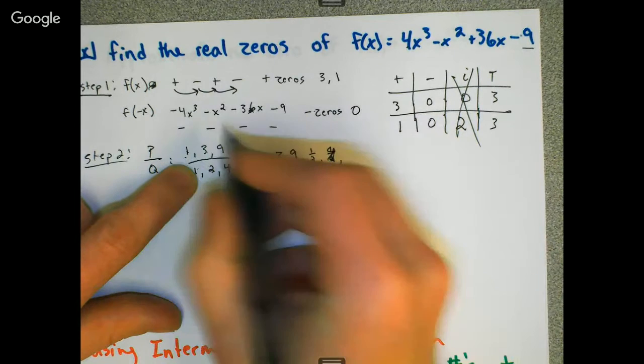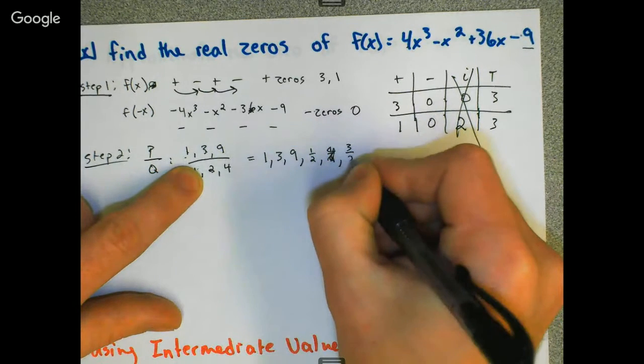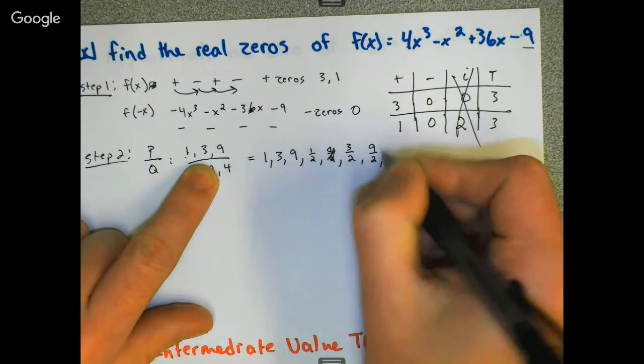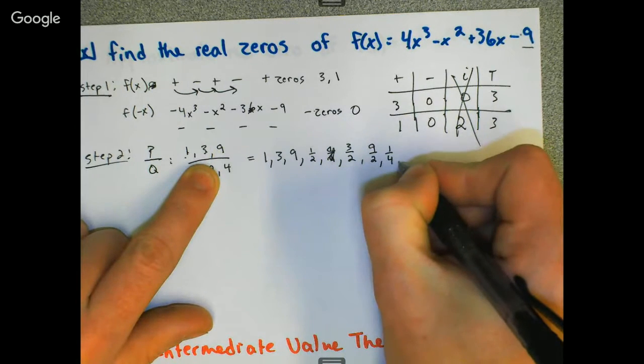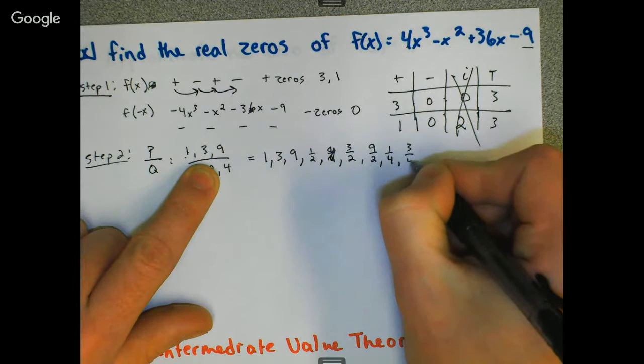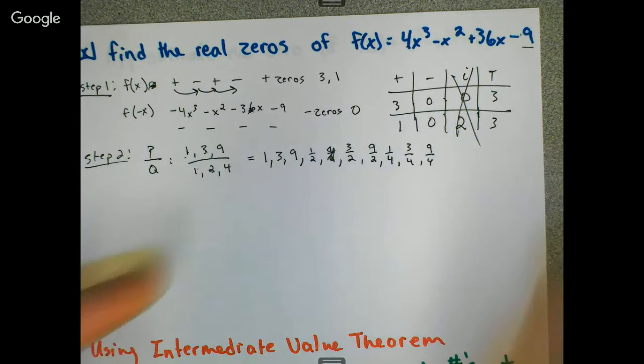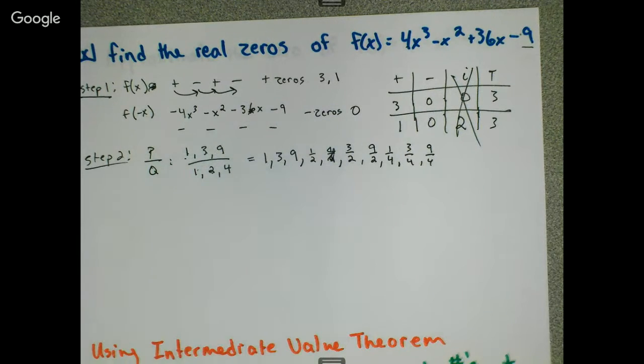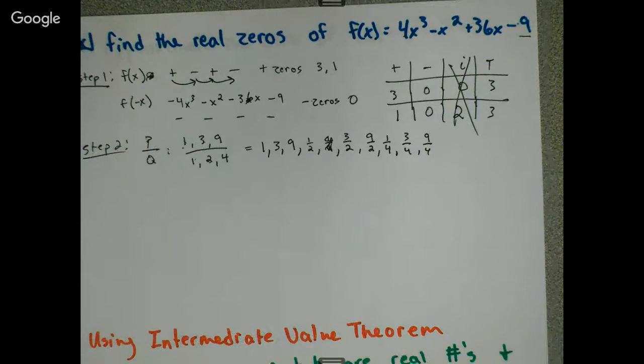Let's do 3 over 2 and 9 over 2. Then we move to 4. So I have 1 over 4, 3 over 4, and 9 over 4. Anyway, you just have to get all the combinations of matching these numbers up. Okay, so now we are going to test them.